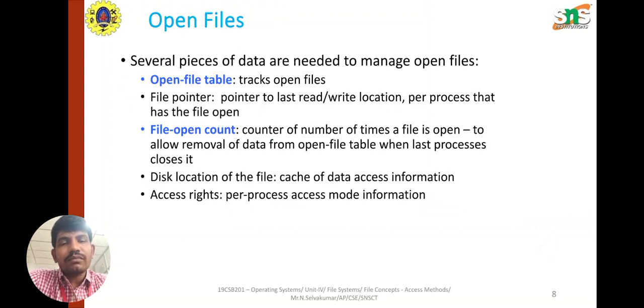Open files: several pieces of data are needed to manage open files. The open-file table tracks open files. The file pointer is the last read and write location, per process that has the file open. The file-open count is a counter of the number of times a file is open, to allow removal of data from the open-file table when the last process closes it. Also needed are the disk location of the file, a cache of data access information, and access rights as per-process access mode information.